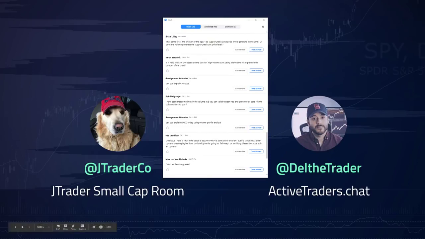Aaron Stadnick asks, is it valid to draw support resistance based on the close of high volume days using the volume histogram on the bottom of the chart? No, when you're drawing these levels, they're zones, they're not levels. Anybody that tells you that support and resistance is one price level is not doing it right. It's a zone. Exactly.